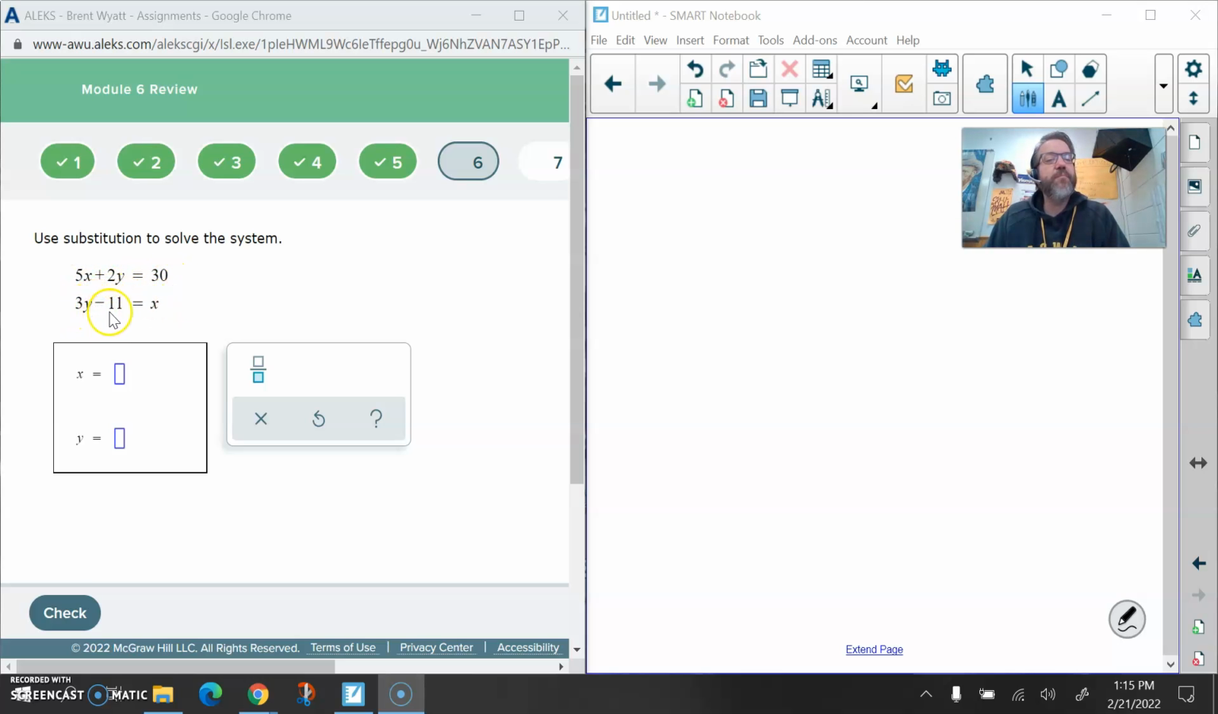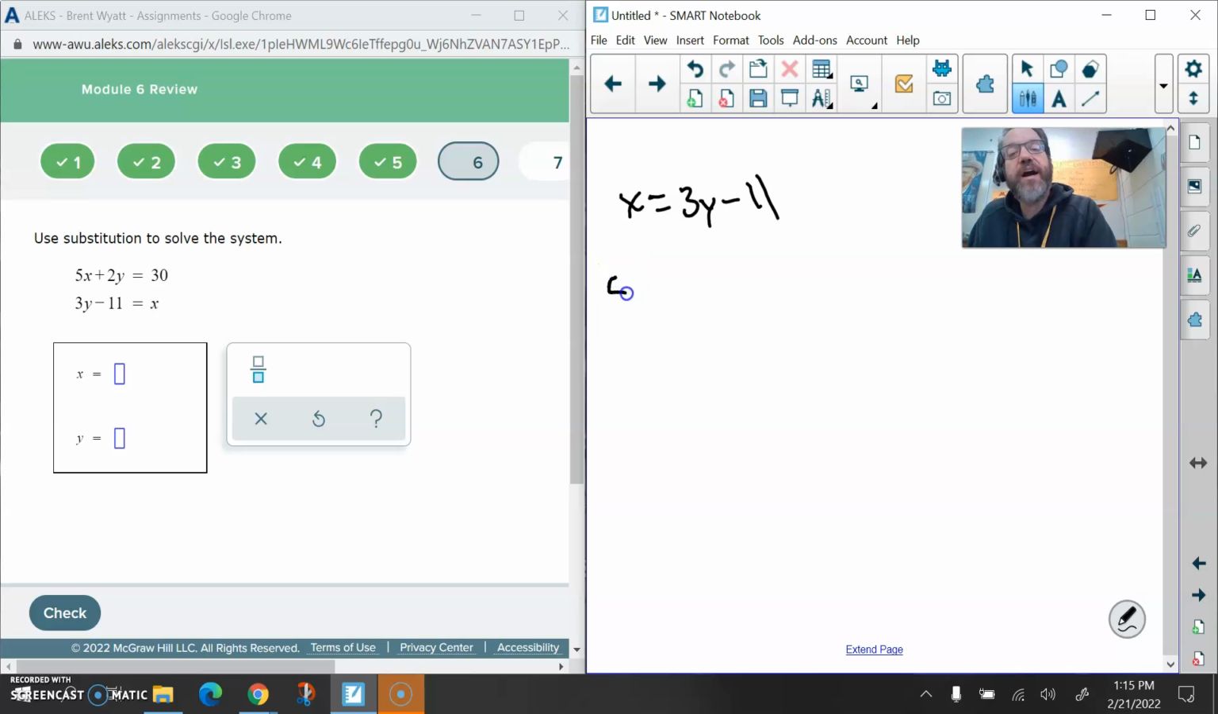Below that, we have 3y minus 11 equals x. Now, that's interesting. x equals 3y minus 11. Because we're told what x equals, we can substitute 3y minus 11 in place of x in this first equation, and that's what I'm going to do. So I have 5, but then instead of putting x there, I'm going to replace it with 3y minus 11. We're substituting that in where the x is in the equation as written.